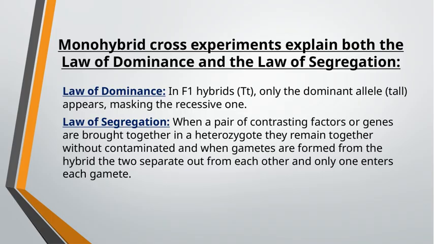Connecting these ideas, monohybrid crosses show us how traits are inherited in a predictable way, laying the groundwork for understanding inheritance patterns. They reveal how dominant traits can mask recessive ones and how genes segregate during reproduction, which is essential for grasping how traits pass from parents to offspring.